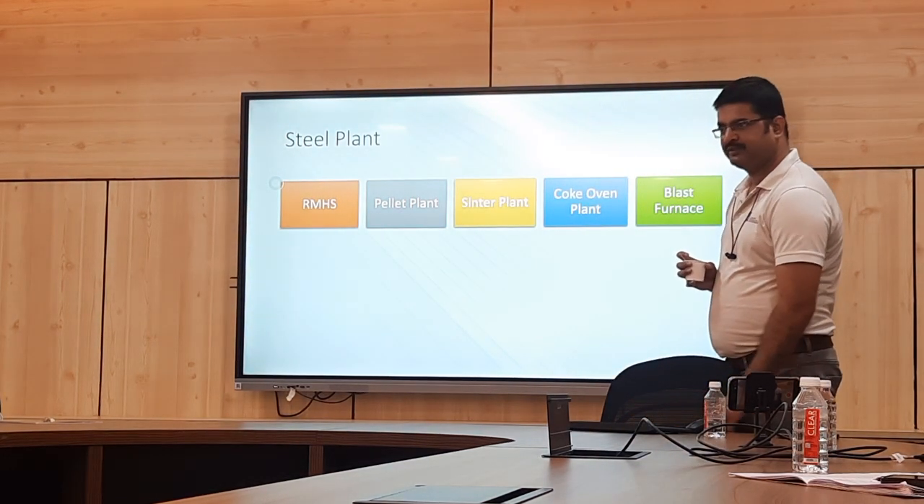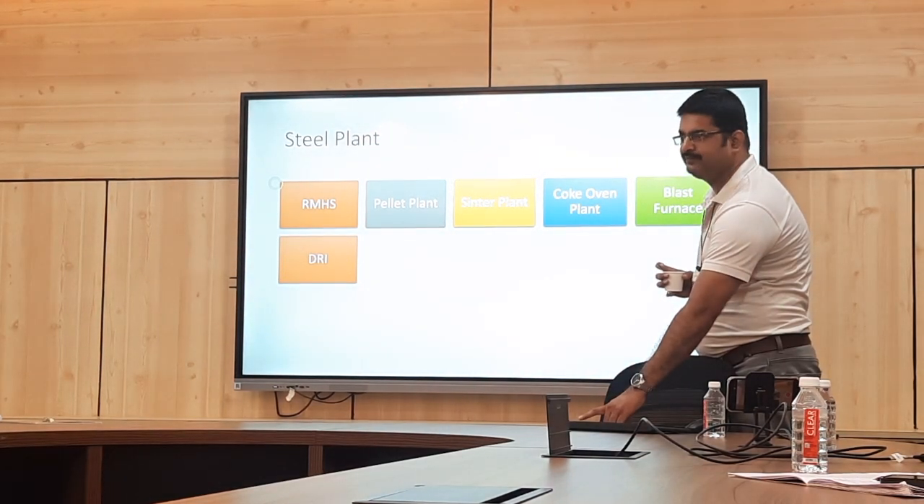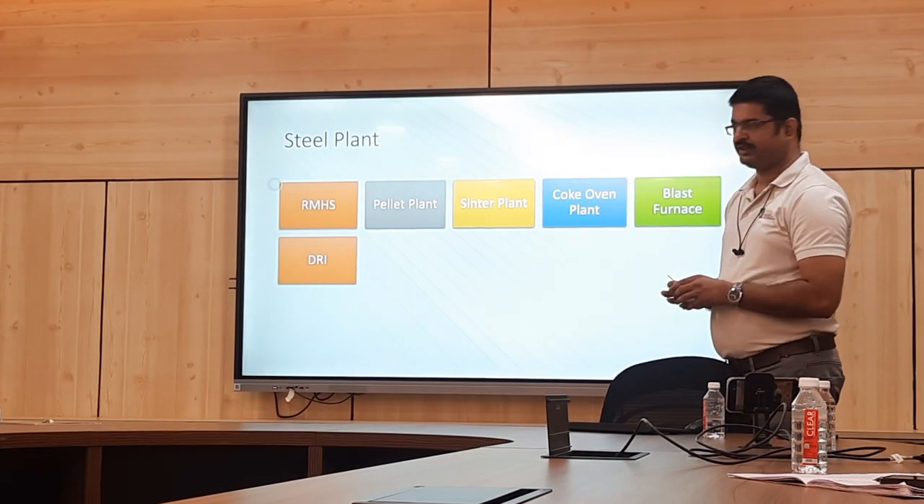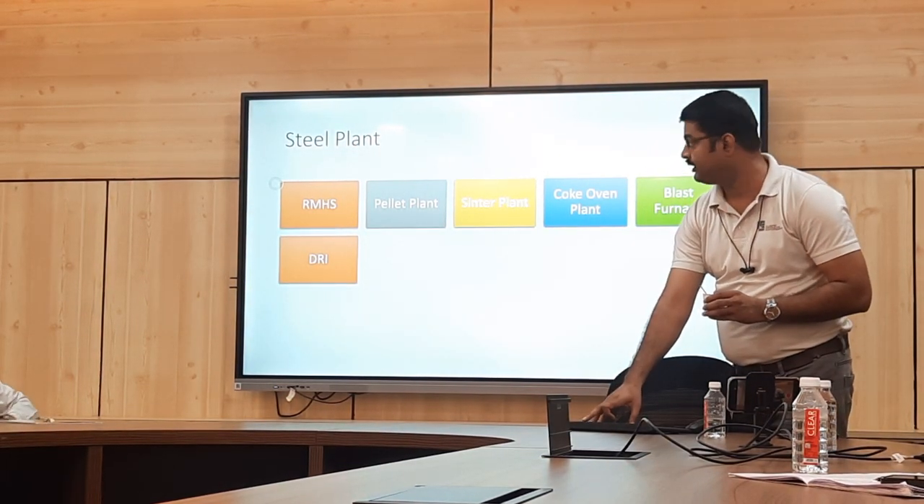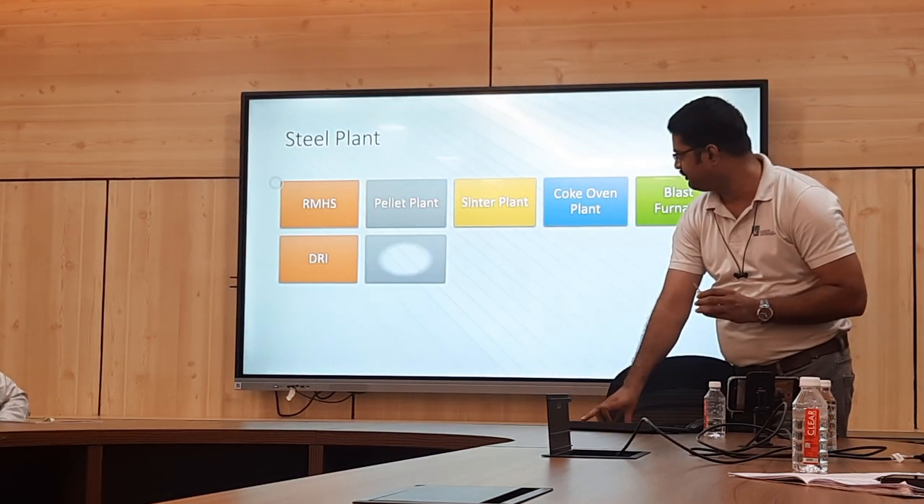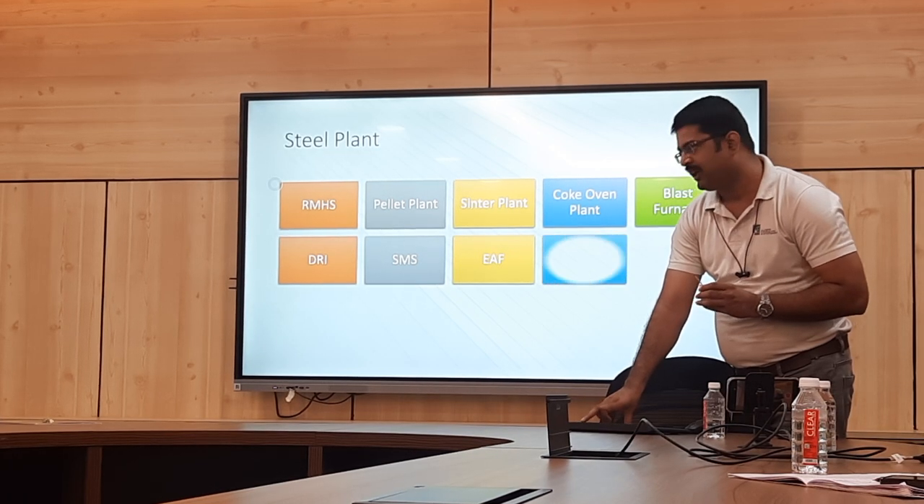Now the blast furnace. Okay. After the blast furnace, we have the DRI. One more thing, it is not in the sequence. You don't have to understand that after blast furnace it comes DRI. I am just here saying what is the parts of the steel plant. Okay, what can be. So next is the SMS. SMS include EF and BOF.